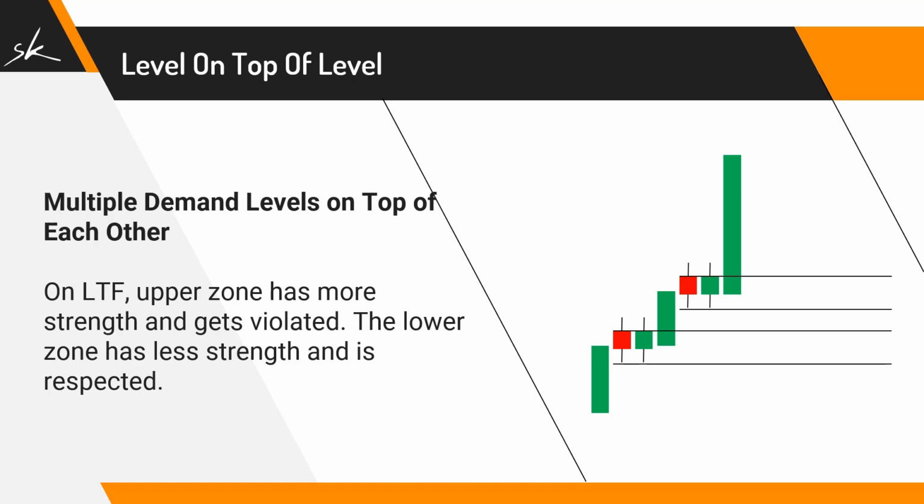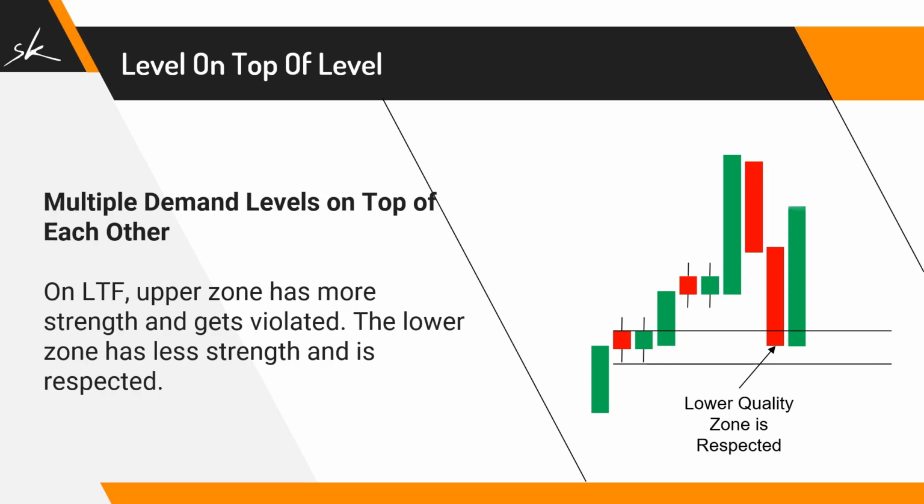Similarly, in case of multiple levels of demand on top of each other, we select the upper zone since it has more strength. When price starts retracing, the upper zone which was showing higher strength gets violated, and the lower zone which was showing lower quality gets respected. The reason behind this is that the zone was a case of level on top of level. Let's understand how to qualify level on top of level.